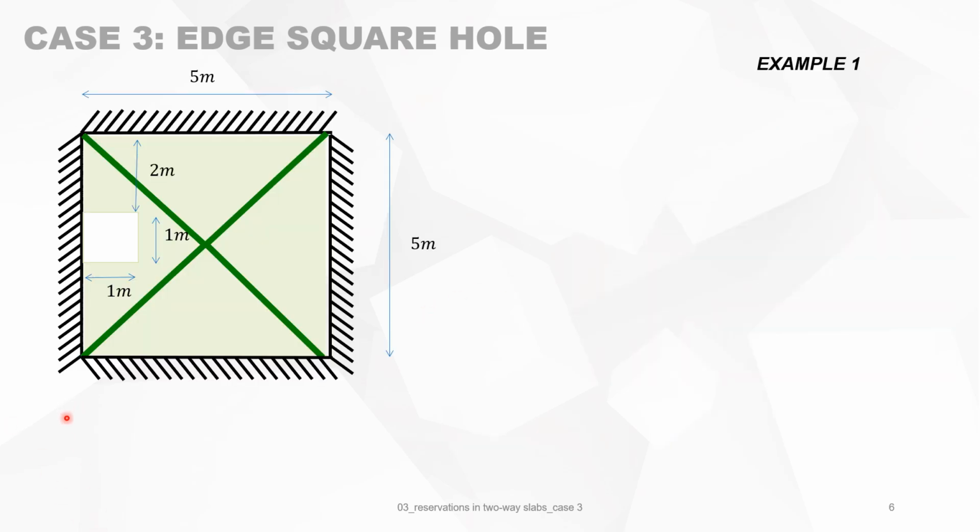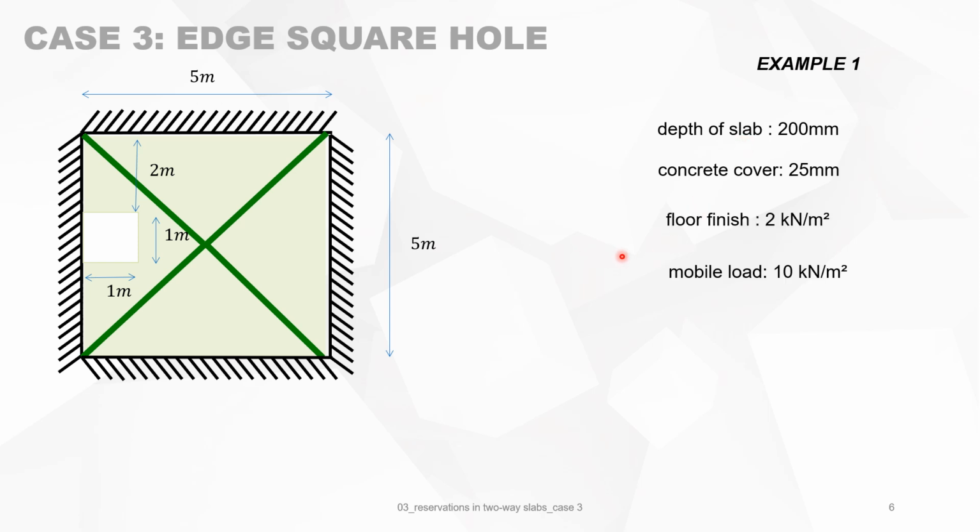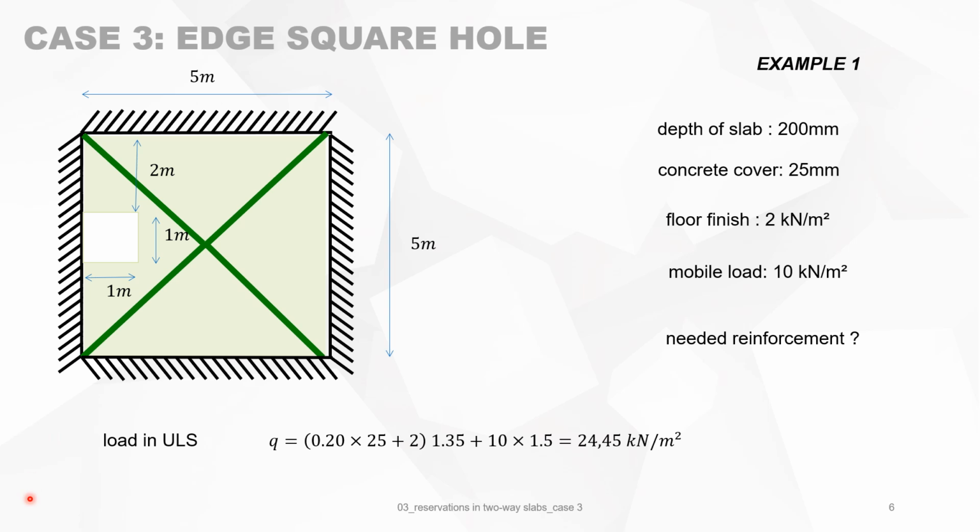We give you an example, example 1, a square slab. Depth of the slab is 200 millimeter, the concrete cover 25, the floor finish is 2 kilonewton per square meter, and a mobile load of 10 kilonewton per square meter. Now, what is the needed reinforcement in this slab?